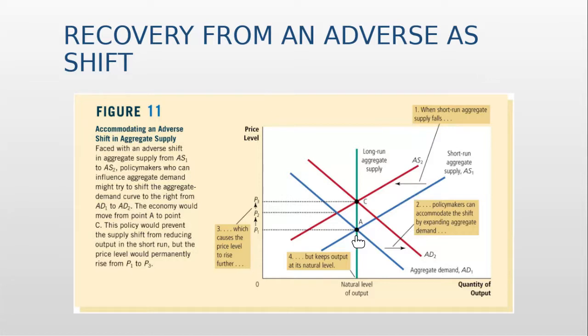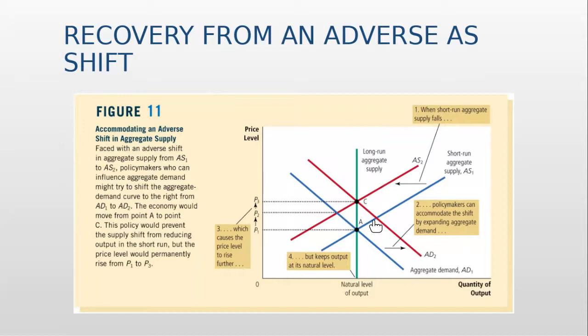So due to the classical dichotomy of monetary neutrality, one of the things we know is that we expect that we should return to the long-run aggregate supply. So while we shift from point A to point B, and we're at a price level of P2 and a decreased natural level of output, what we expect is that with the short-run aggregate supply falling, policymakers can accommodate the shift by expanding. So let me zoom in here. They can accommodate the shift by expanding aggregate demand.